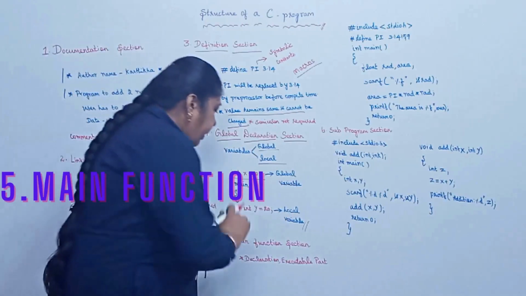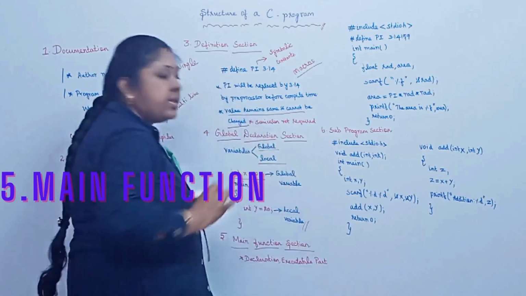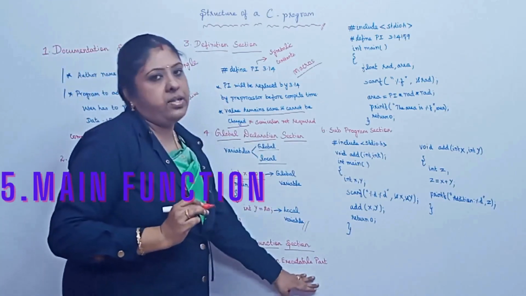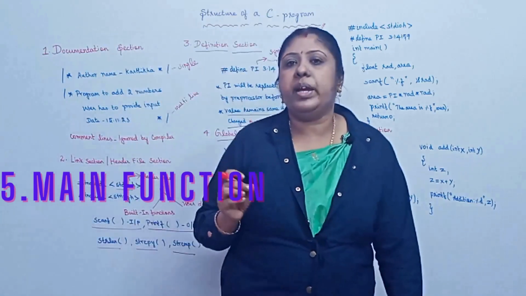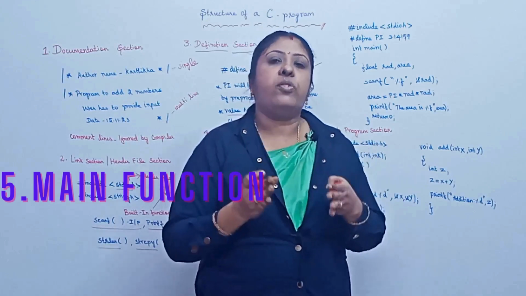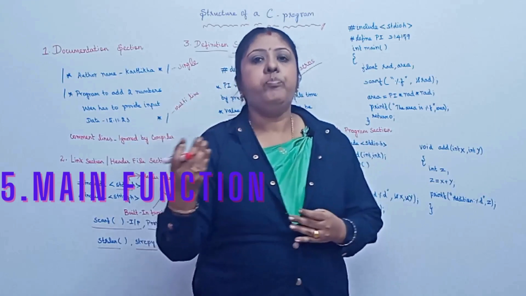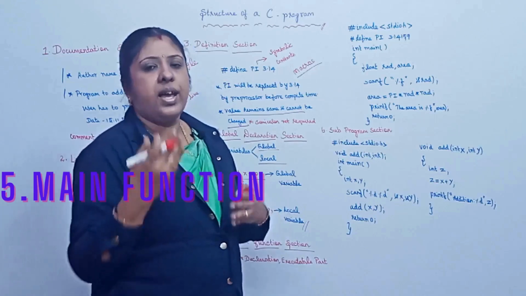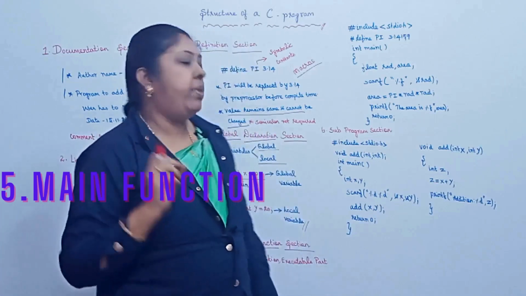The next part comes the main function section. In this main function section, it consists of a declaration part and an executable part. That is, when the main function begins, we declare the variables, whether of an integer type or a float type or whatever, we have to define it in the declaration part, and after that we can process, add, multiply, find area, or whatever we want to manipulate.